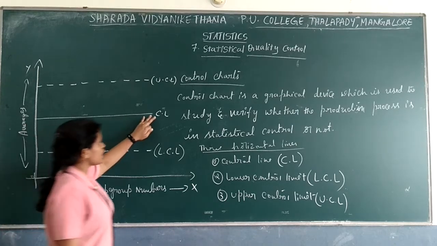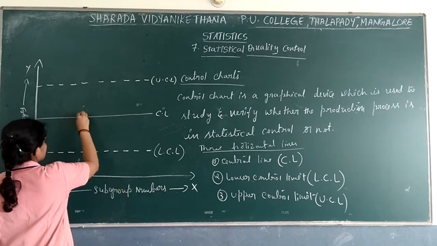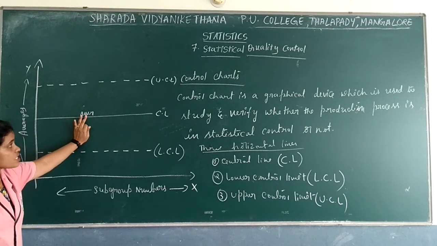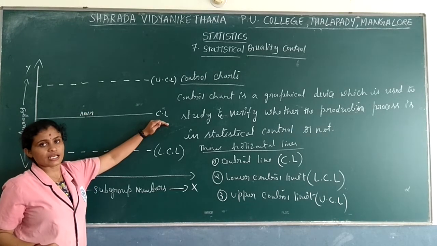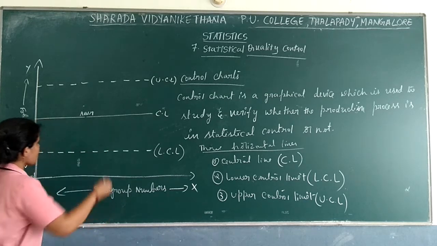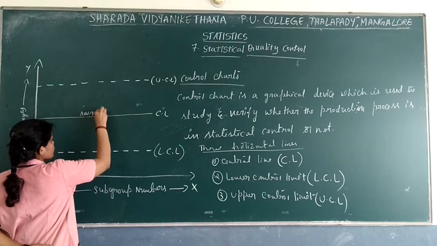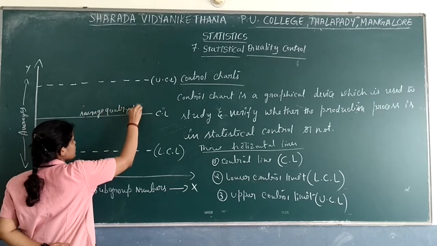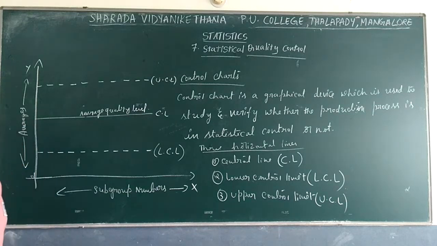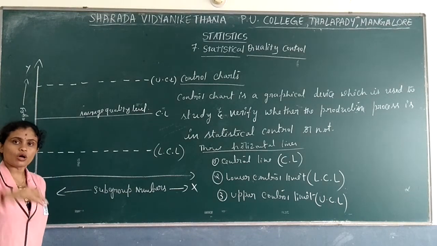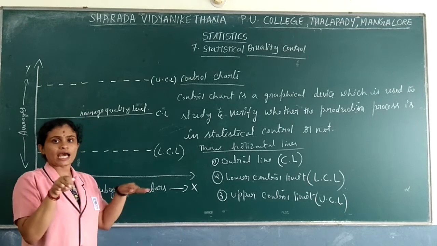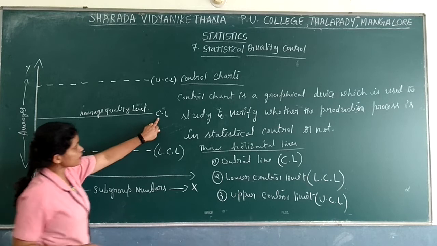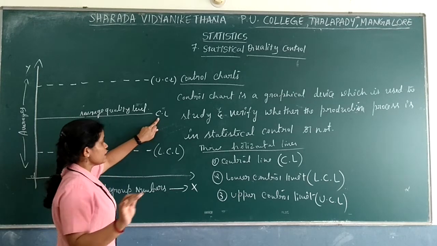So what is the central line then? It is the average quality. We cannot write this in the graph; I am just writing what the central line is. Why are we drawing the central line? It is the average quality level. Not below, not above, one average quality would be maintained in a particular product. That is what the central line shows.